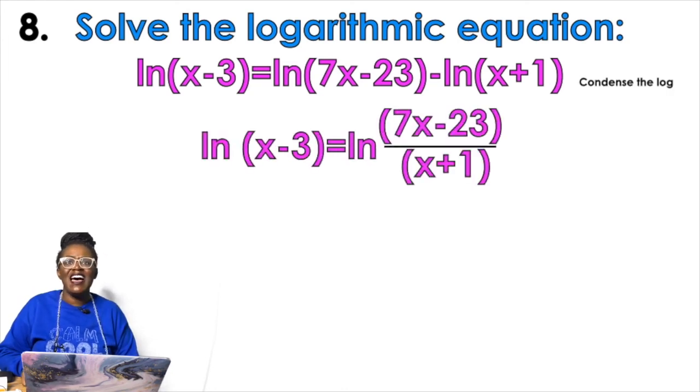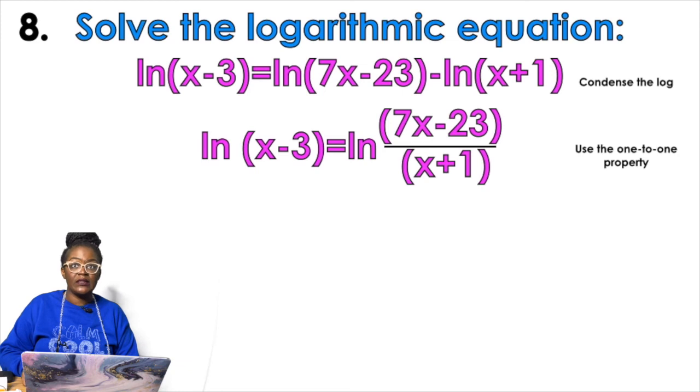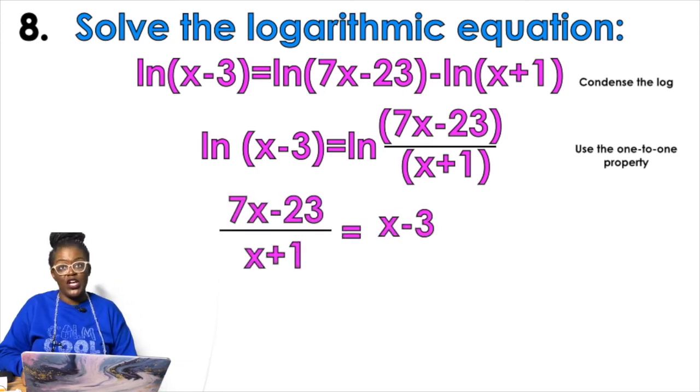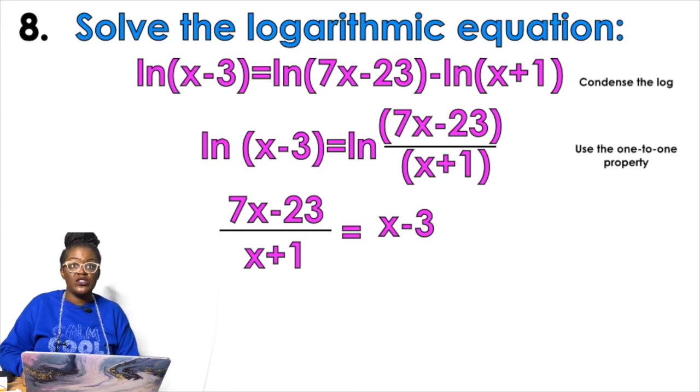Condense the log. Okay, so on the right-hand side, you notice that we can use our quotient rule. So we're going to go ahead and use our quotient rule and condense that. Okay, so we're going to use our one-to-one property because they're both natural log on one side, natural log on the other side.